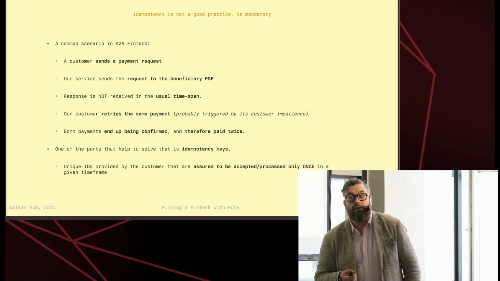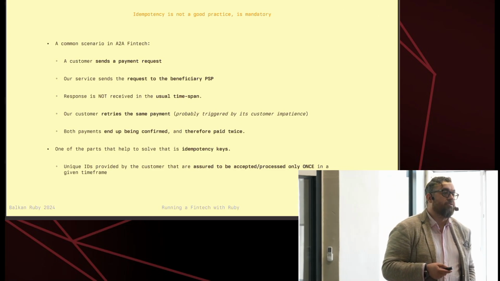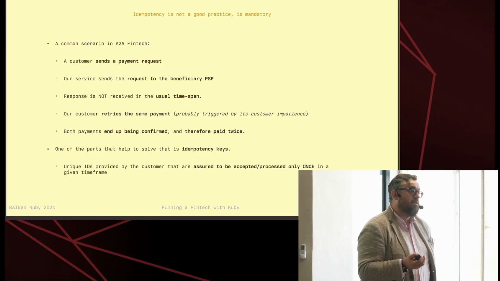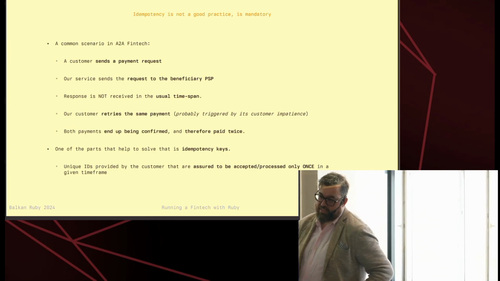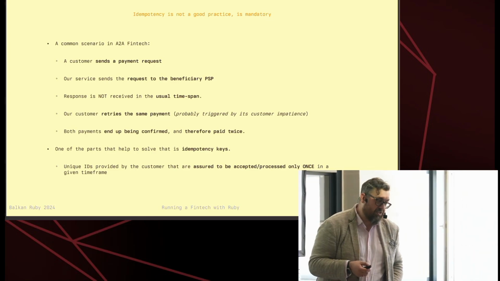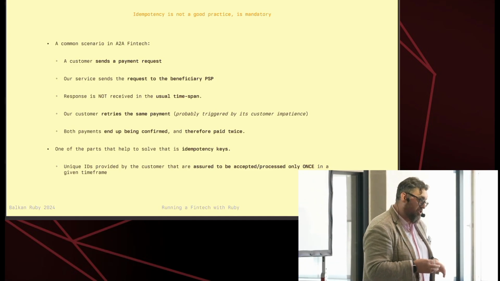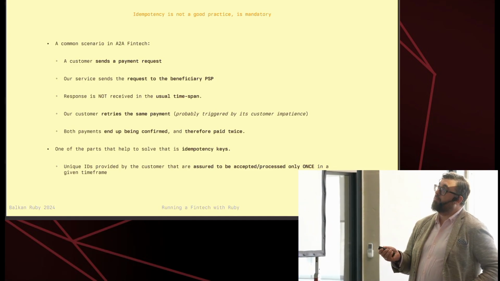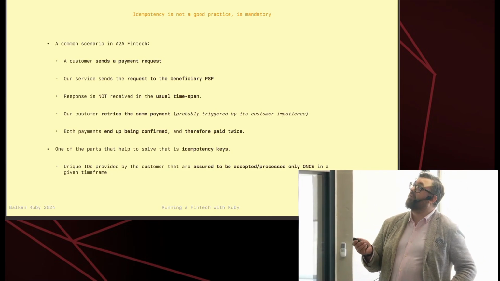Another very common problem when you are moving money is that idempotency is critical. It is a good practice in general. If you need to do a transformative action, you'd better not do it twice. But if you're moving money, you don't want to do it twice in any case. So this is a very common scenario.